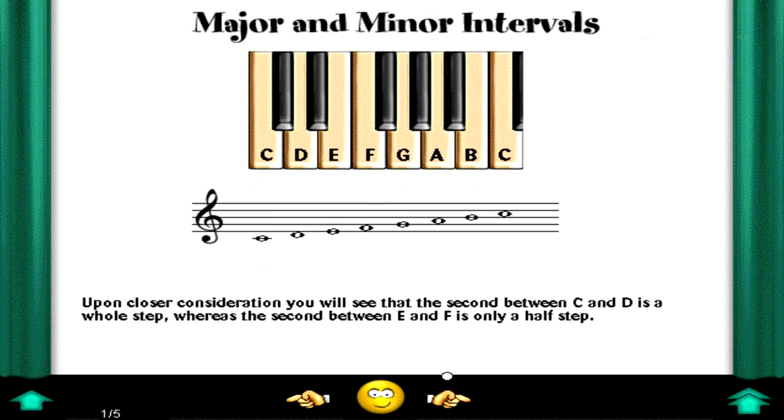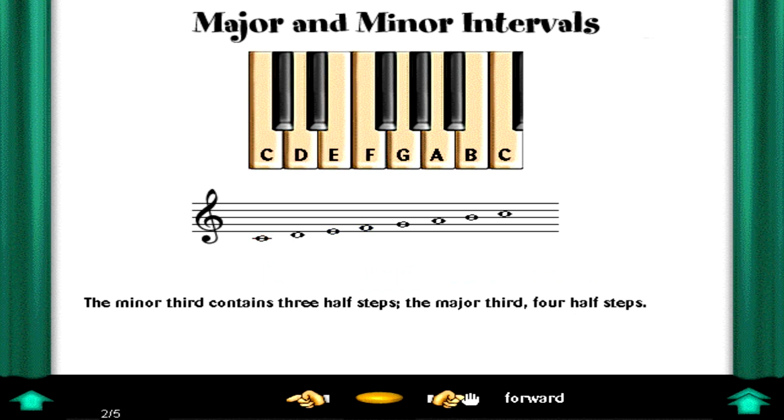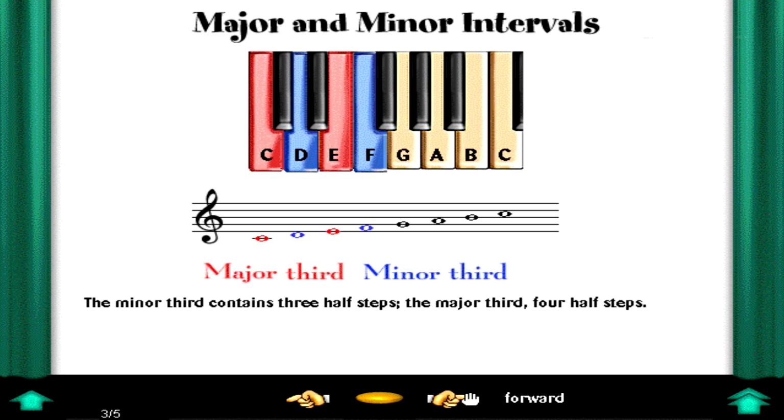Upon closer consideration, you will see that the second between C and D is a whole step, whereas the second between E and F is only a half step. For this reason, we differentiate between a major second and a minor second. The following intervals, the 3rd, 6th, and 7th, also exist in major and minor. The minor third contains 3 half steps, the major third 4 half steps.